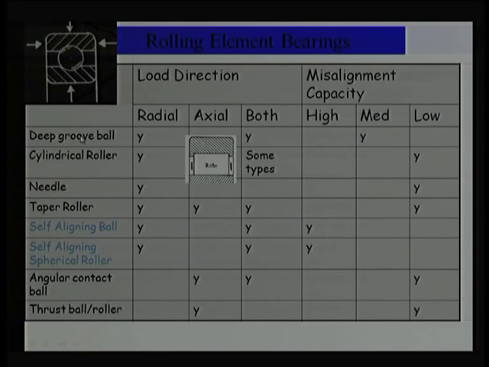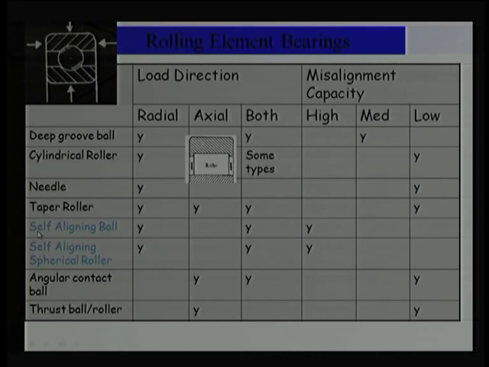Say deep groove ball bearings, they have a medium misalignment capability. However, roller bearing, needle roller bearing, taper roller bearing, they have very low capability to sustain misalignment. So, if there is a misalignment and we have a choice, we prefer self-aligning ball bearing or self-aligning spherical roller bearing. From misalignment capabilities point of view, your effective load carrying capacity will be lesser, but from misalignment point of view, they are preferable.